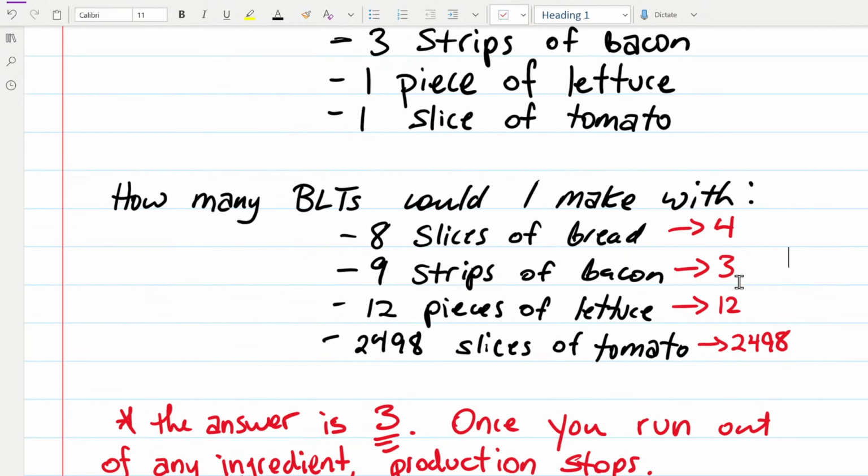So we say that when you look at each ingredient and see how many products you could make from them, the lowest number you get from that list is the actual number of sandwiches you could make. And we say that that's the real number of sandwiches you could make, and that ingredient, the bacon, is what runs out.